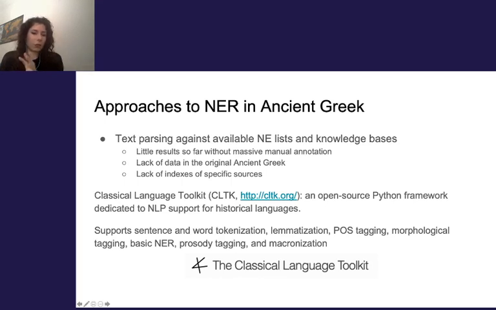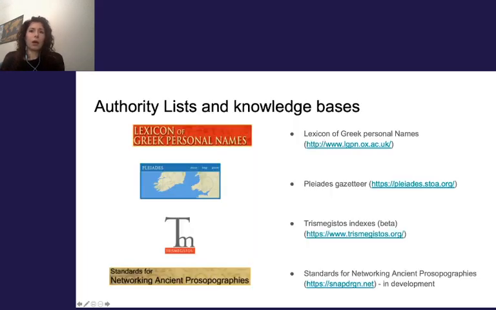Currently for ancient Greek, the Classical Language Toolkit, which is available for a variety of languages, supports sentence and word tokenization, lemmatization, part-of-speech tagging, morphological tagging, basic named entity recognition, as I mentioned, prosody tagging, and macronization. And there is a hint of syntax analysis as well. And just so you know, by authority lists, we mean things like the Greek lexicon and personal names, or gazetteers like Pleiades, the most famous, and indexes that are currently in development, like the Trismegistos indexes, and so on.